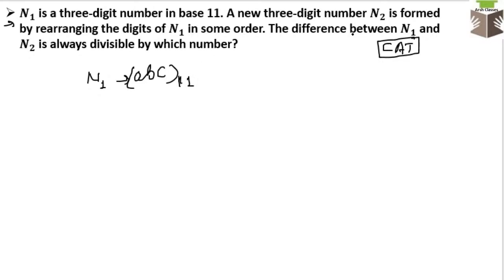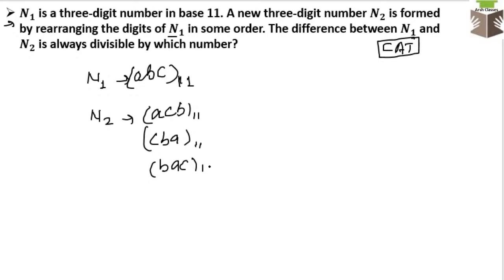Now a new 3-digit number n2 is formed by rearranging the digits of n1 in some order. That means what? This n2 can be A, C, B in base 11. A, B, C is already n1, so just change the positions. It can be C, B, A, or B, A, C, whatever you can say. These are all the possible numbers that we can write in base 11 for n2.